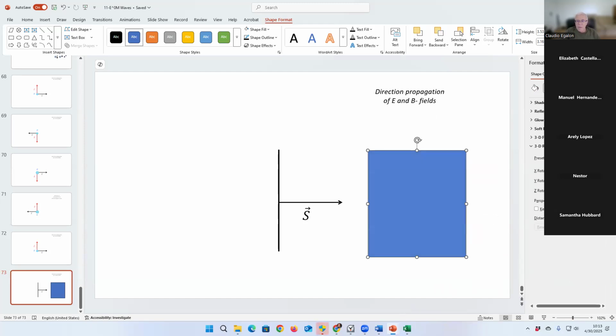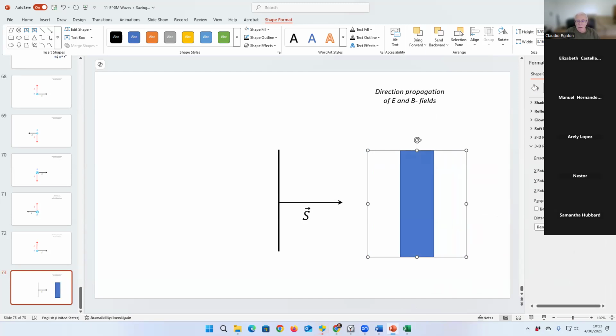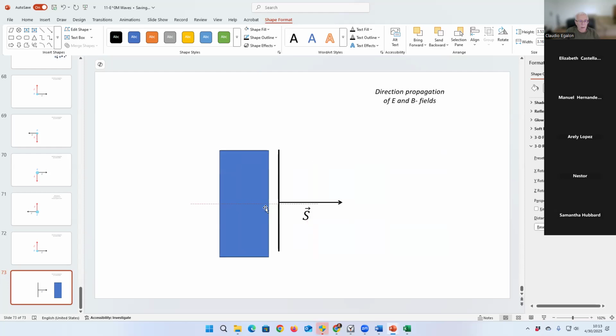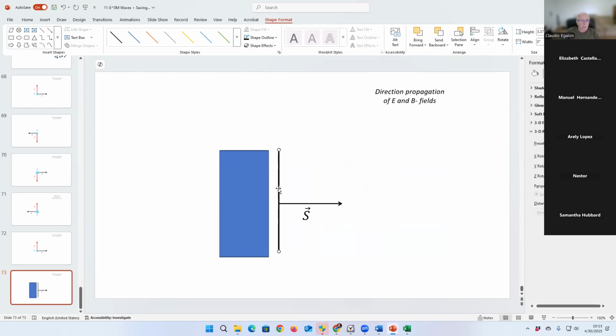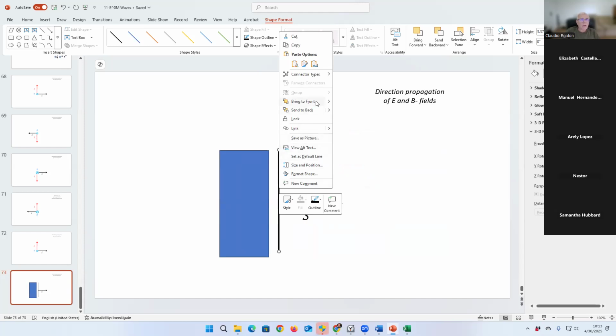Let's try this one here. Yeah, okay, good. That's along the x-axis, right? And I'm going to bring this vector here to the top. I'm going to bring this one too. Bring to front.